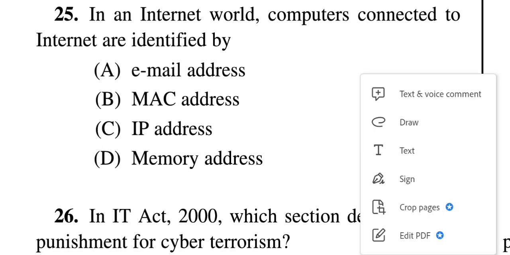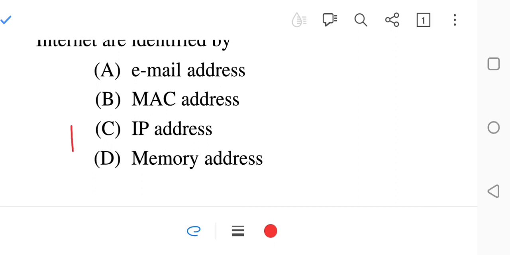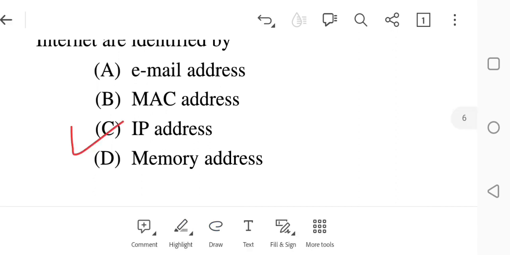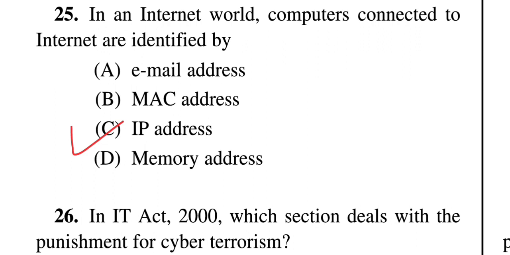So with your IP address, one can track where your home is, from which place you are using your mobile phone or internet. It's a very basic thing.